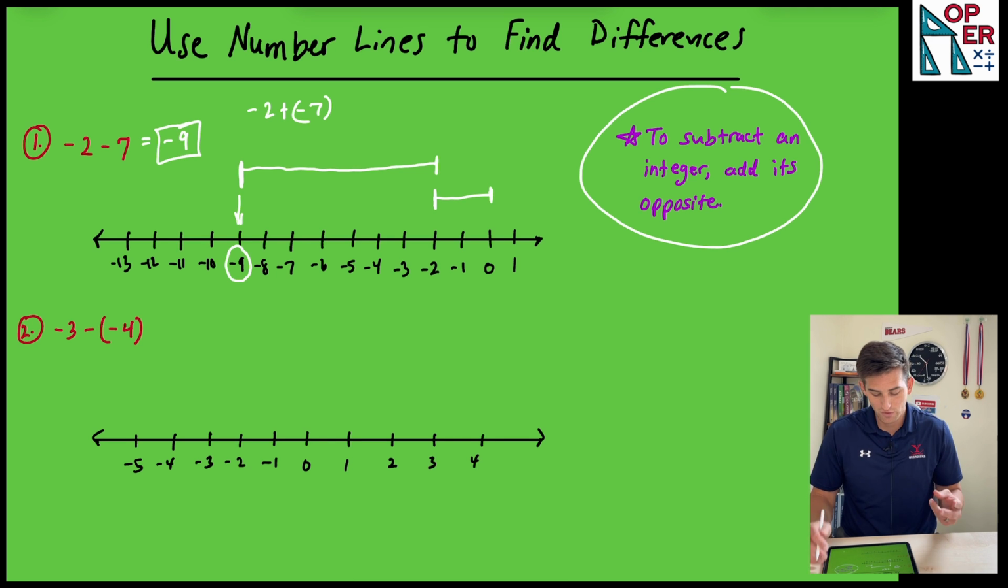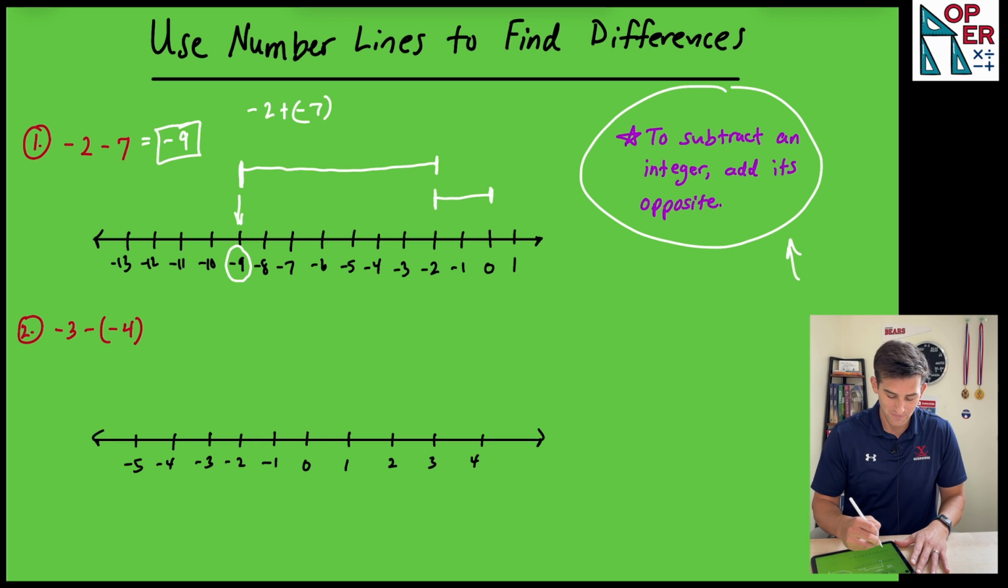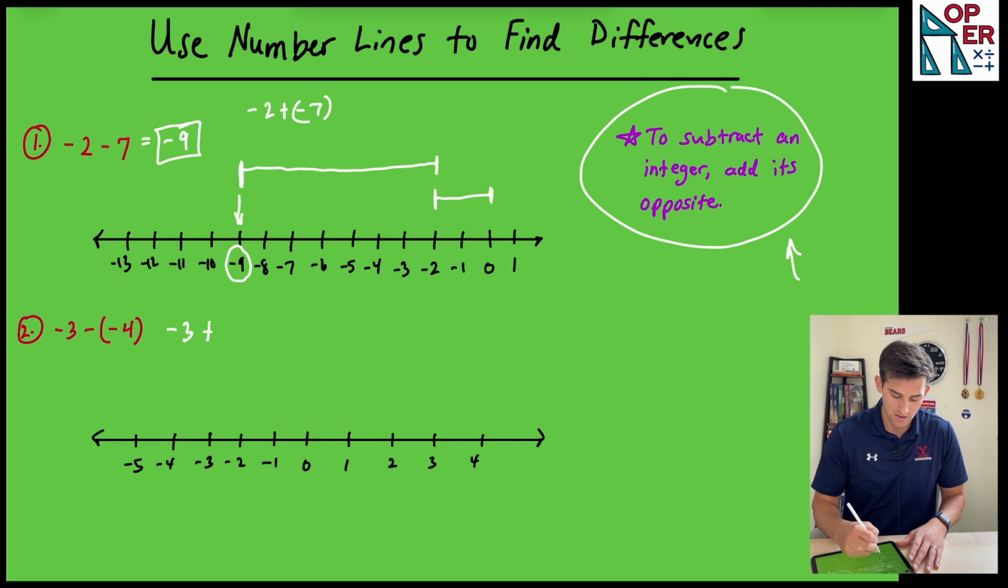All right, number two, we really do need to think about adding its opposite here, because when we subtract a negative, we can kind of get confused about which direction we should go on our number line, because subtract says I go left, but then negative says I go left. So do I go left twice? Well, no, okay? So let's rewrite this one. So we're going to say -3 plus, we're going to add the opposite of -4. So this is going to be -3 plus 4.